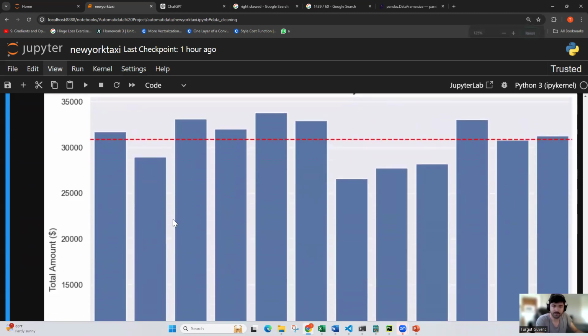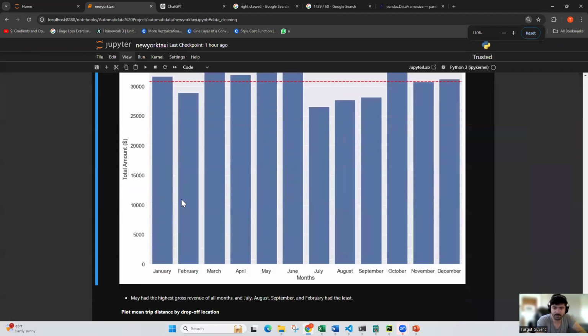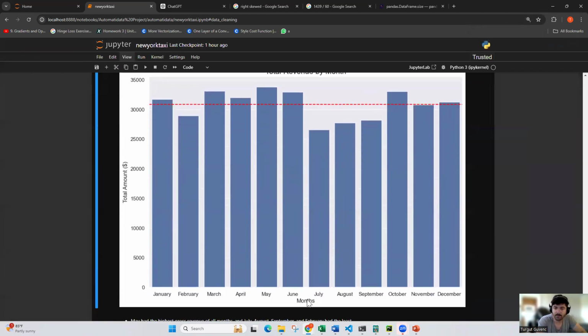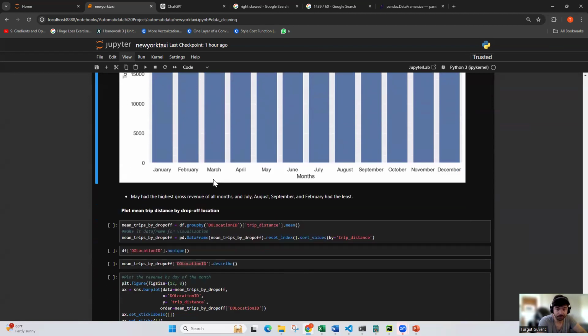What we are seeing here, let me go back a little bit to show a better view. As we can see, in the summer months, July, August, and also September, we are seeing less revenue. Maybe, for example, if I was a driver, I would take time off and go on vacation in these months, right? And also February as well. There are fewer rides as well.